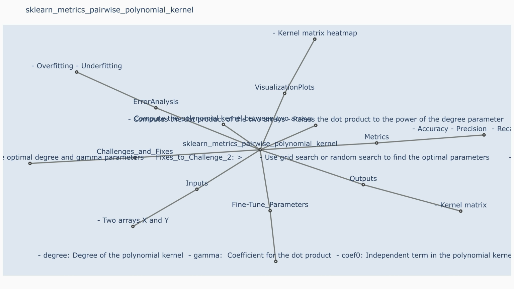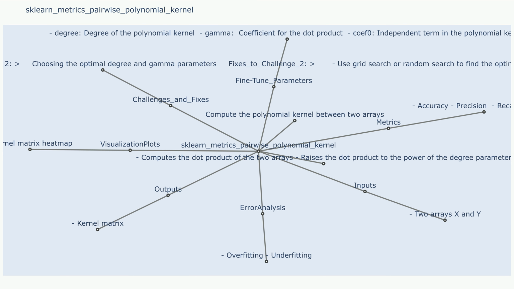sklearn.metrics.pairwise.polynomial_kernel. Polynomial kernel. Description. The polynomial kernel is a popular kernel function used in support vector machines (SVMs) and other kernel methods. It computes the similarity between two data points by raising their dot product to a certain power, effectively capturing nonlinear relationships between the data inputs.